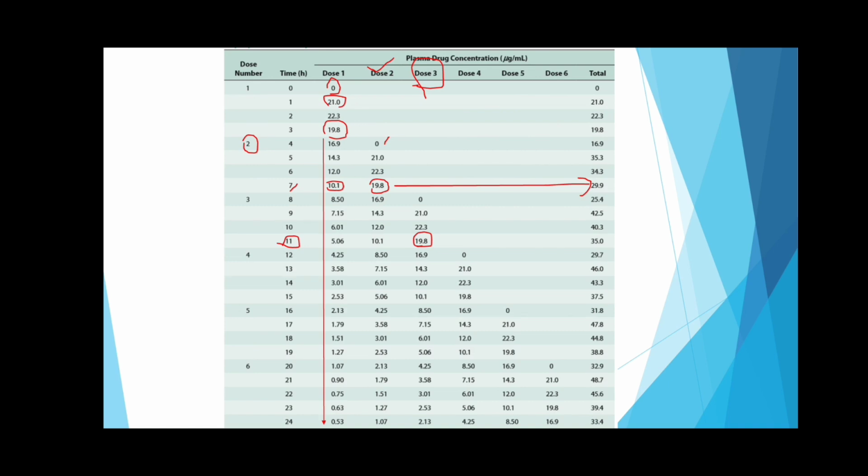Next, on the 11th hour the third dose will be at the maximum, but along with the third dose, from the second dose we have 10.1 and from the first dose 5.06. So in total at the 11th hour it will be 35 microgram per ml, meaning this much amount of drug is getting accumulated in our body at the 11th hour.